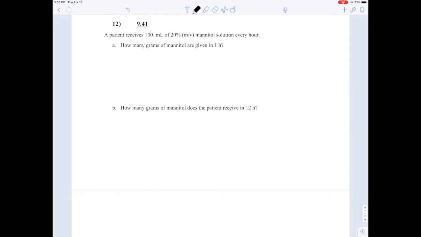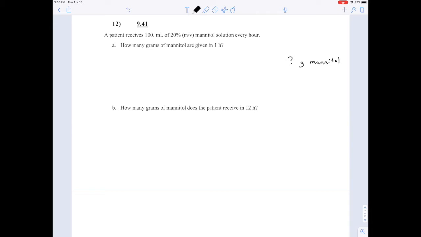Chapter 9, question 12 says that a patient receives 100 milliliters of a 20% mass volume mannitol solution every hour. And they want to know how many grams of mannitol they're given in that hour. So really, they're asking for grams of mannitol. Grams of mannitol. And what they're giving you are two numbers.